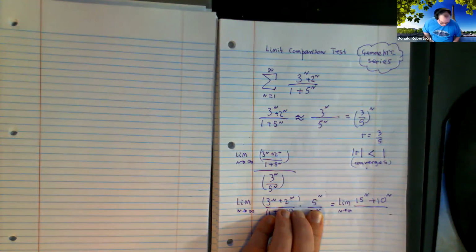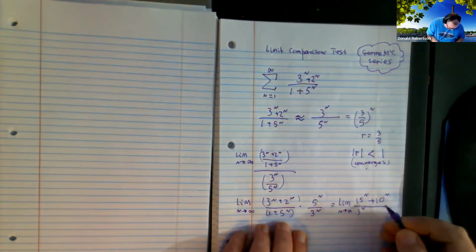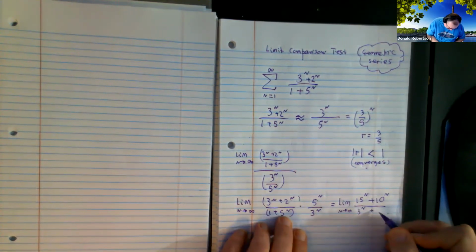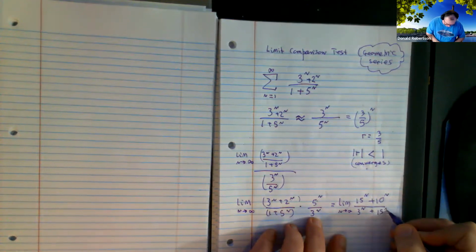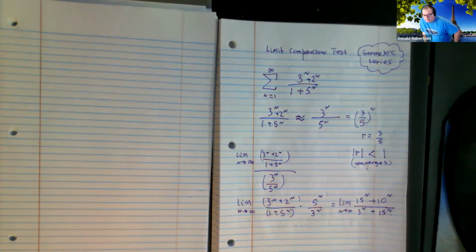Now, if you go on the bottom, 3 to the n times 1 gets you 3 to the n, and 5 to the n times 3 to the n gets you 15 to the n. So basically what we now have is a rather weird looking fraction with various powers to the n.